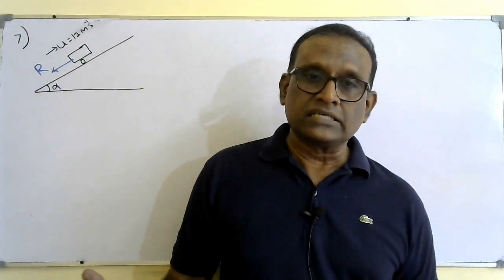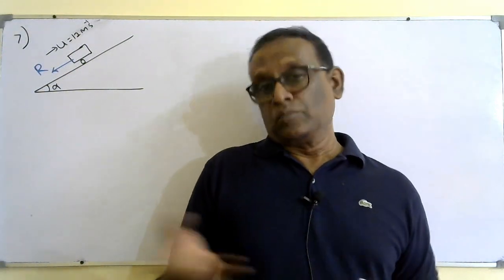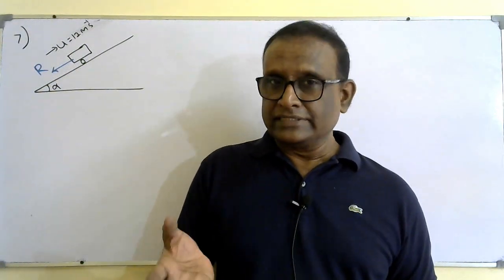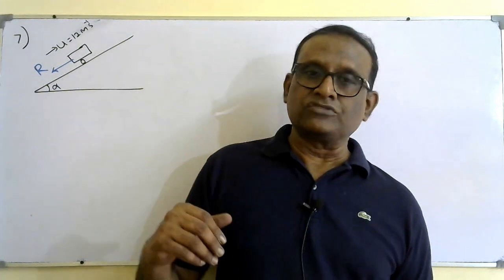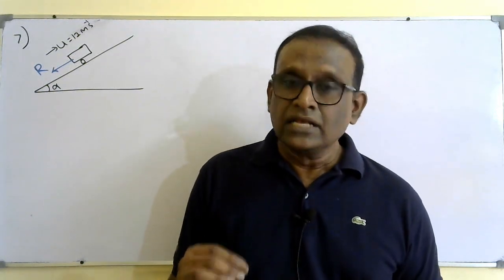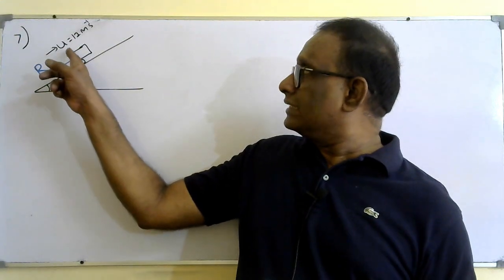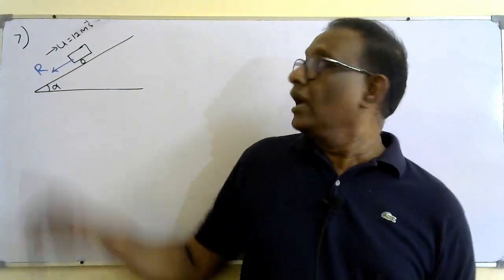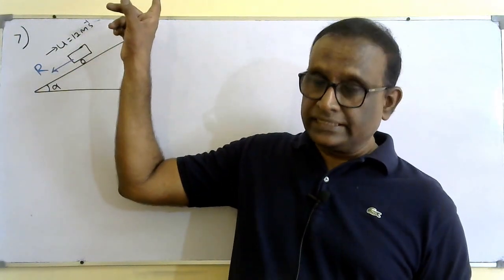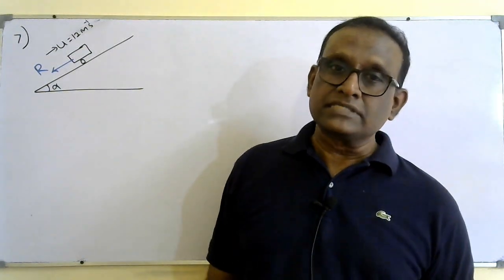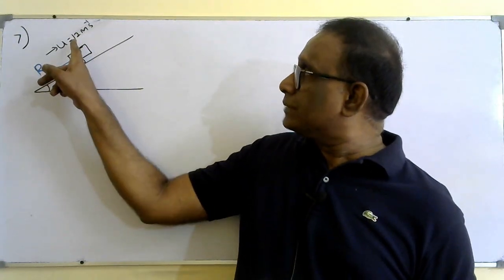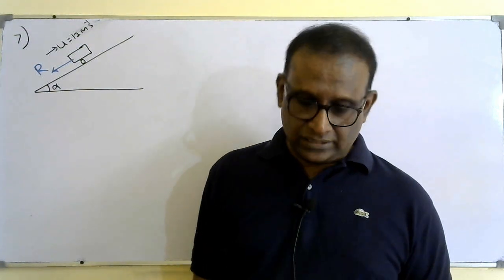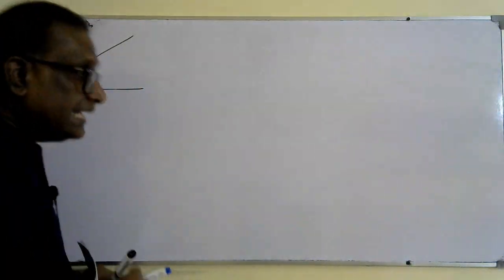So whenever there is a force opposite to the direction of motion on a moving object, the object will decelerate. So when it decelerates, finally the speed will become zero. The question: what's the distance moved by the trailer when the speed becomes zero, from the moment the speed was 12 meters per second? Okay, we need to find the deceleration.